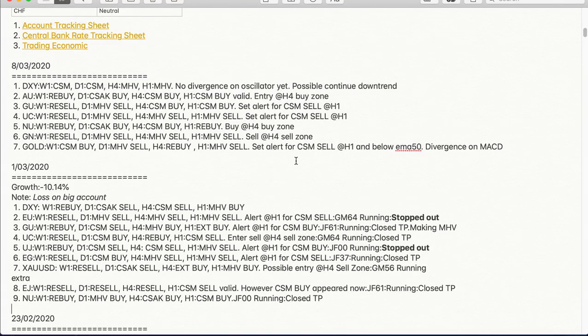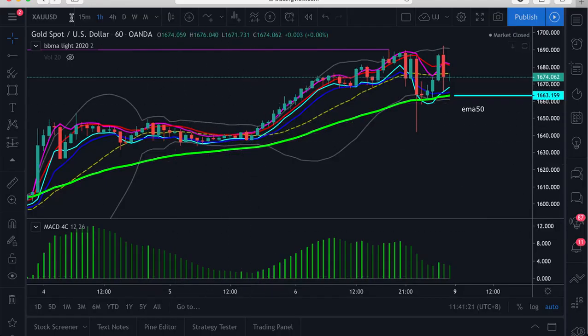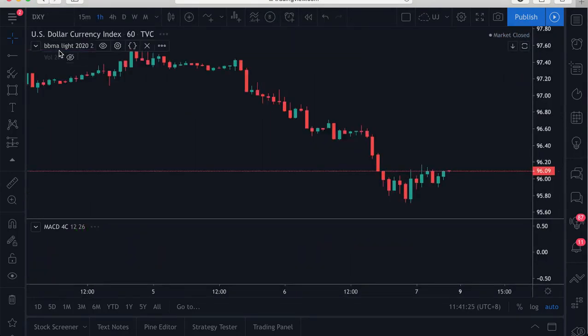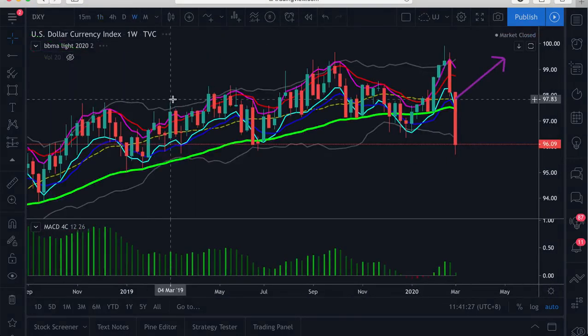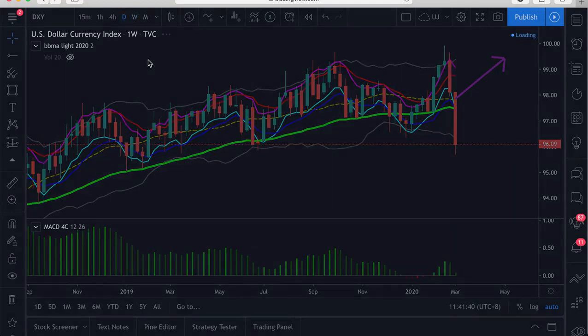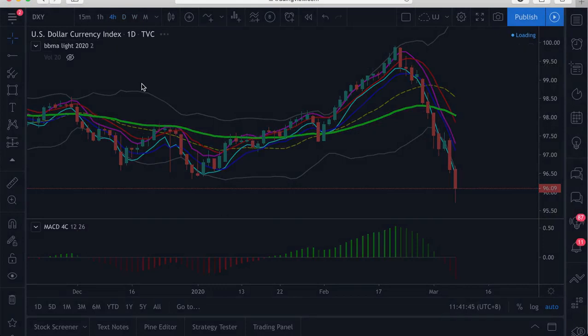Okay, for this week, let's look at the chart in TradingView. We start by looking at the DXY, the US currency index. In weekly, we can see the USD currency index is making a CSM sell. It's a strong sell setup, and there's no divergence on the oscillator as well. If you look at the daily, we still see a CSM. Same in H4.